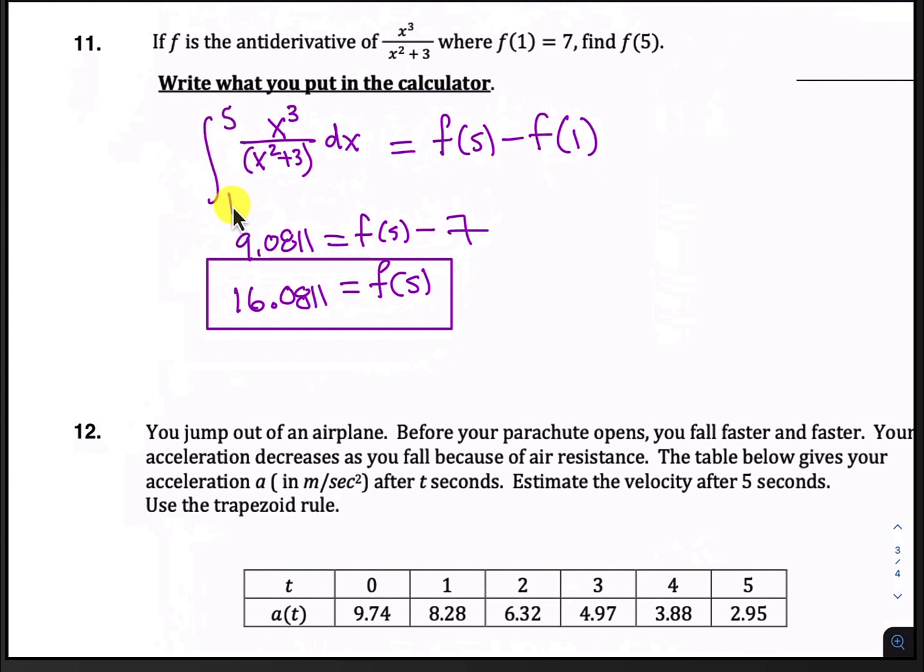We know it should be between 1 and 5 because those are the two x values that are given in this information. So we're going from x equals 1 to x equals 5 of this expression. We're going to do this on the calculator, just like we had mentioned before. So let me pause, let's pull up the calculator, and we're going to go into the math menu.